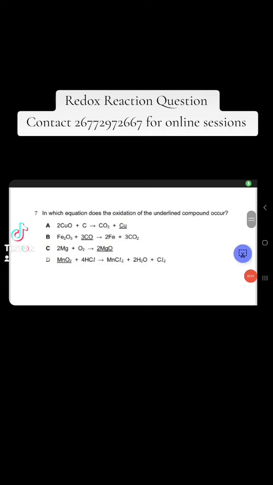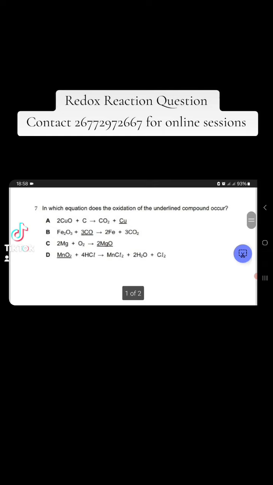Question says, in which equation does the oxidation of the underlined compound occur? It says the oxidation. In other words, the question is saying, we want to know if the underlined compound is oxidized or not. The underlined compound, is it oxidized or not?